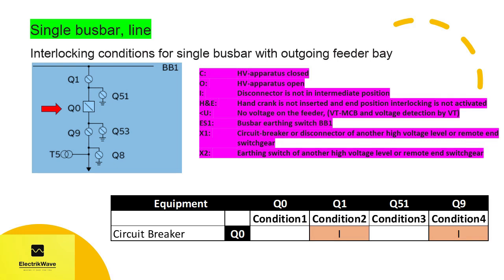Here Q0 is switchable if conditions 2 and 4 are fulfilled. Disconnectors, busbar and line side both are in close position and not in intermediate position.